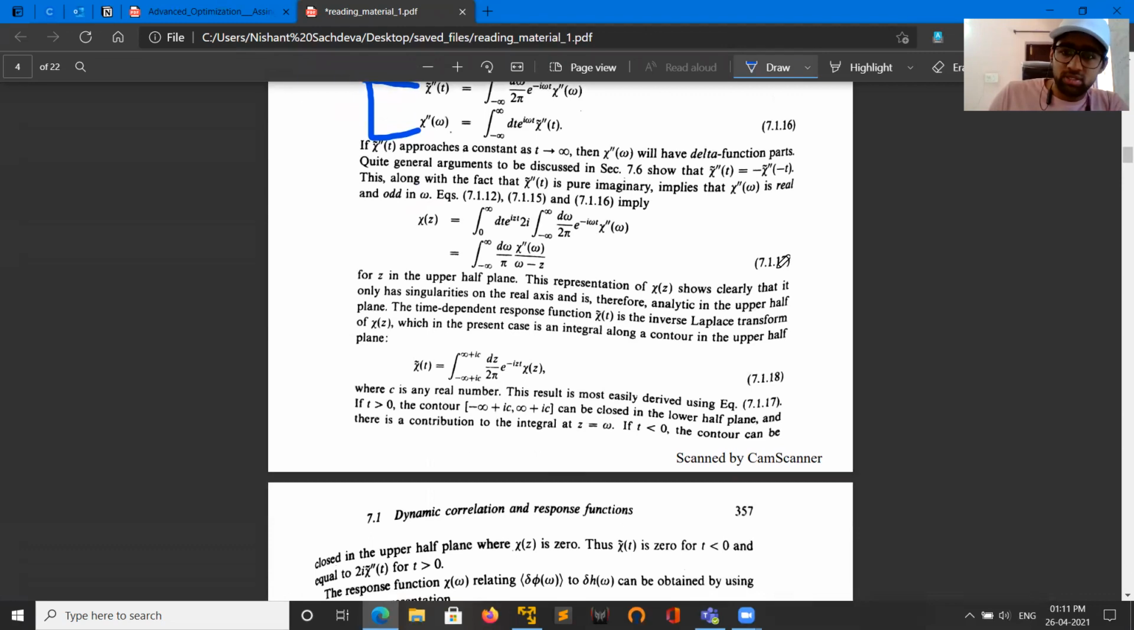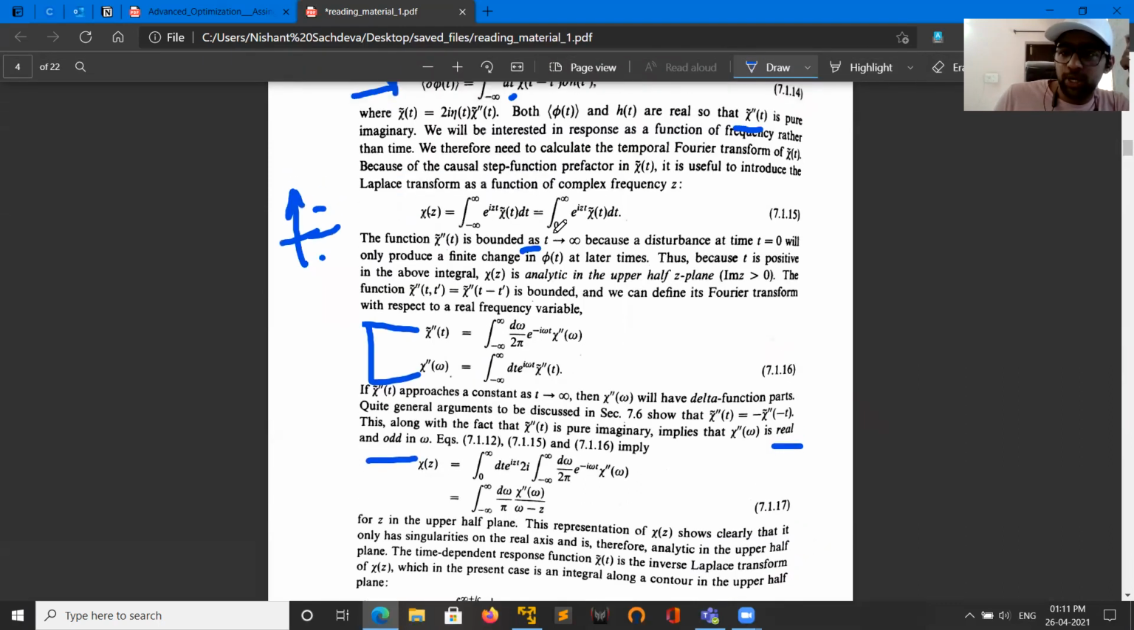So we discussed some general arguments in section 7.6. It's not right here, so we'll have to go to the other sections for that. We're not doing that right now. But we realize that χ''(t) is minus χ''(−t). This usually makes it an odd function. This, along with the fact that χ''(t) is pure imaginary, implies that χ''(ω) is real and odd. Again, that's how it's turned out. It's an odd function in ω.